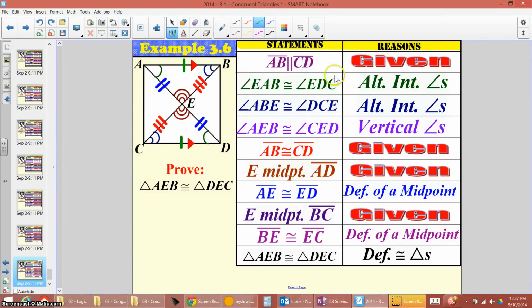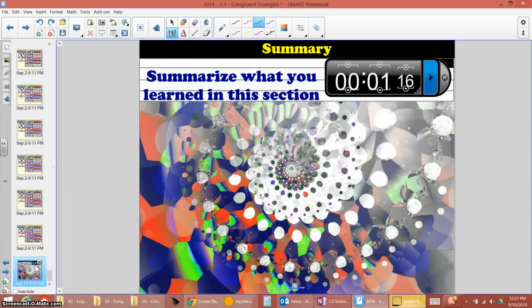The order on this could have been done in any order. You could have given all of your givens first. You could have built all this later on. It wouldn't have mattered. As long as you get three angles congruent to three angles, and three sides congruent to three sides, and you tell me the reasons behind it, then you're good to go. All right, this should help you on your homework. You should be able to accomplish it now.